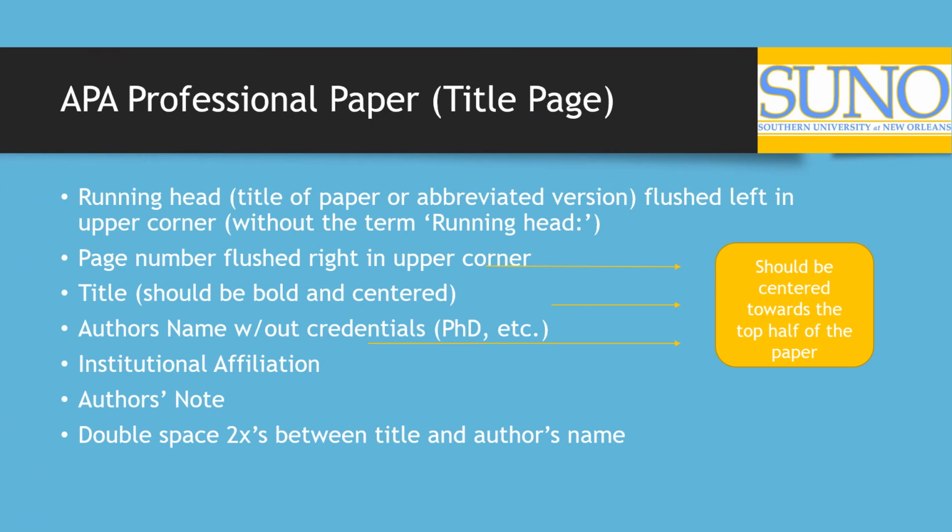For the professional paper, the title page includes the running head located in the upper left-hand corner of the page. Another change from the APA 6th edition is that the term running head is no longer required on the first page. Only an abbreviated version of the title is required and appears throughout your paper. Page numbers are located in the upper right-hand corner of the page.